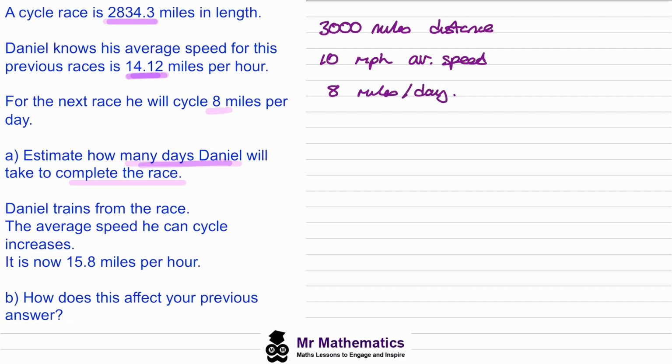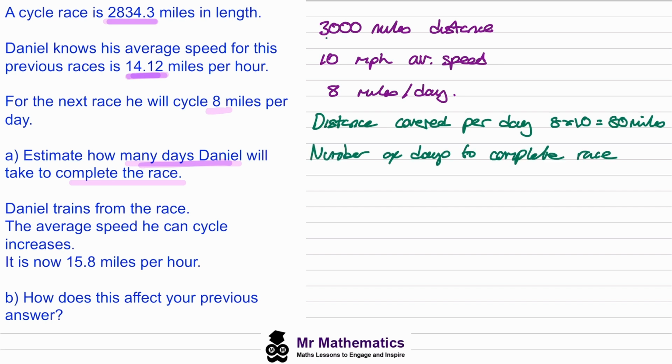So the first thing we want to work out is how far he will travel every day. And this will be the 8 multiplied by the 10. So the distance covered per day will be 8 times 10. So this is 80 miles. And then we want to work out how many days it will take. So this will be the 3,000 miles divided by 80. We can simplify this fraction by dividing both by 10. So this becomes 300 over 8. We can simplify it again as 150 over 4, or 75 over 2.